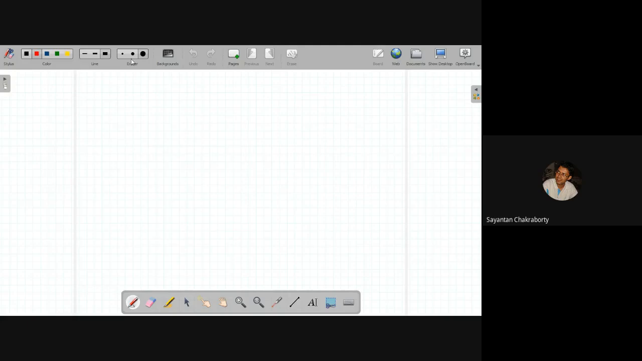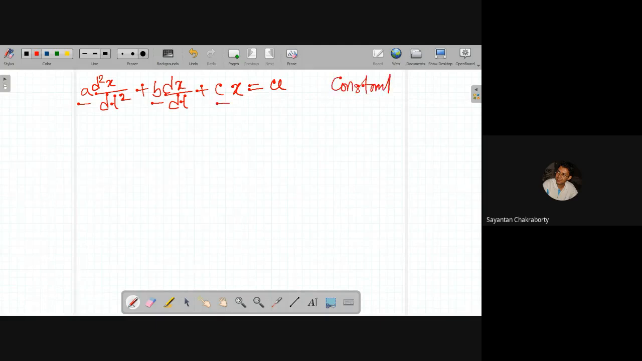How? Say, for a given system, there may be different types of differential equations. First of all, say a second order system. So in this case, this is u. So this is a second order differential equation with the coefficients a, b, and c being constant. This is case one.